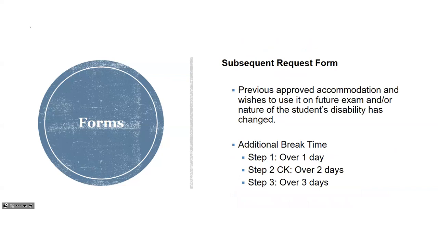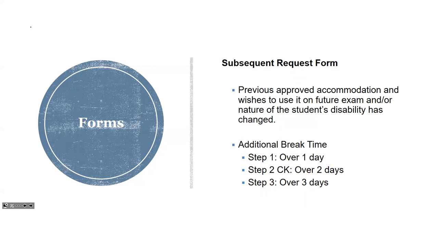The subsequent request form is used if a student is approved for accommodations on a step exam, usually Step 1, and plans to utilize the same accommodations for a subsequent step exam. They complete the request form and send it in. This does not require any additional documentation or other materials, and I've never seen a student get denied under these conditions.